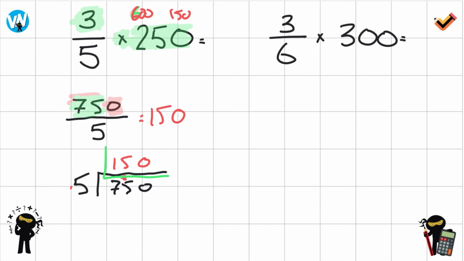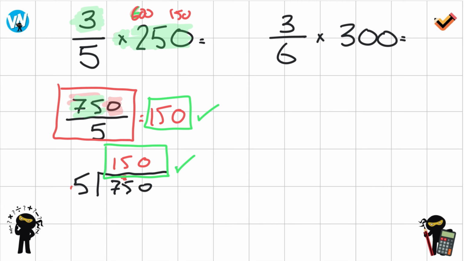So again, it's important that this is the answer. This isn't going to be accepted from the mark scheme. It says do not accept, so it would not accept 750 over 5. It wants you to convert to the whole number.